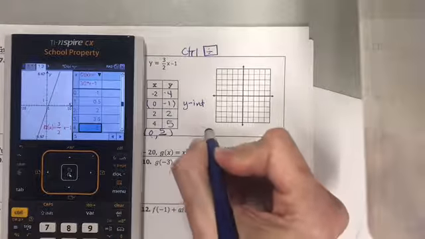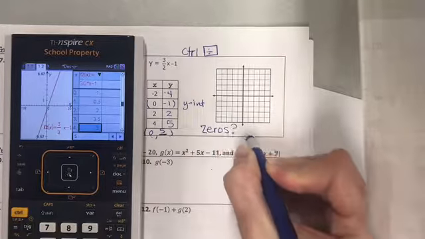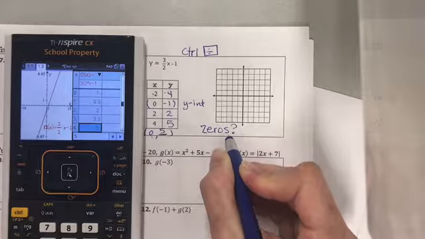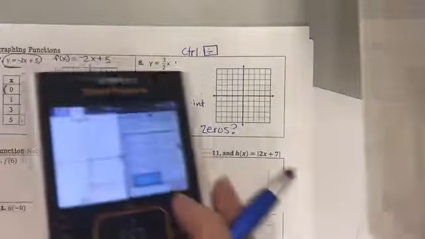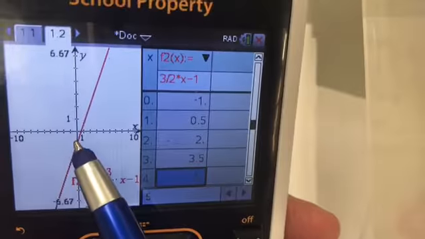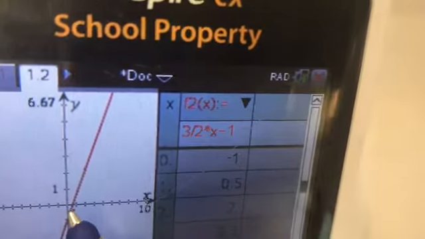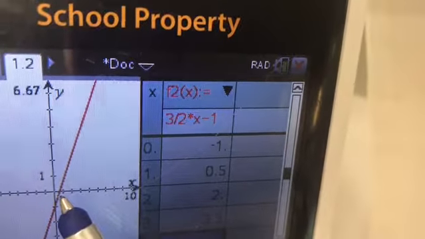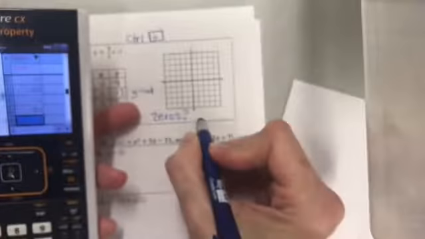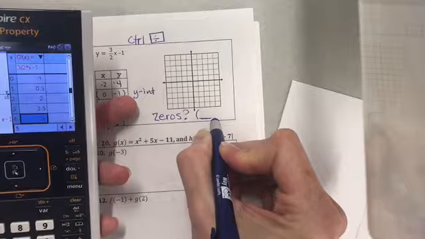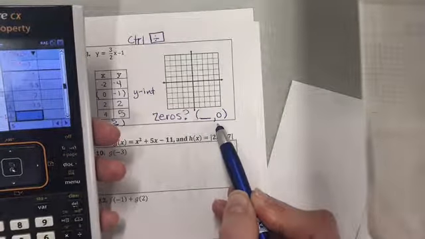So now what I want to know is, do I have any zeros? If so, what are they? Zeros, well, does your graph cross the x-axis? Yes, if you look closely at your graph. I just need to know what that point is, because it's not exactly on the 1, okay? And I'm also looking for zeros, I'm looking for x when y is 0.